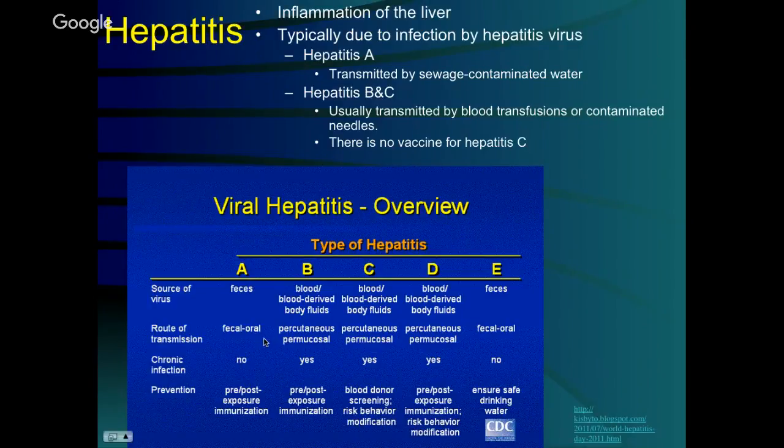Hepatitis A is not a chronic infection. Your immune system will fight it off and eliminate it, or you'll take medication and eliminate it. But B and C are. And in most cases, if an immunization is available, then pre and post exposure immunization can greatly decrease your risk or prevent you from contracting it. But in the case of C, where we don't have a vaccination, it's really just avoiding behaviors that could expose you to these viruses.